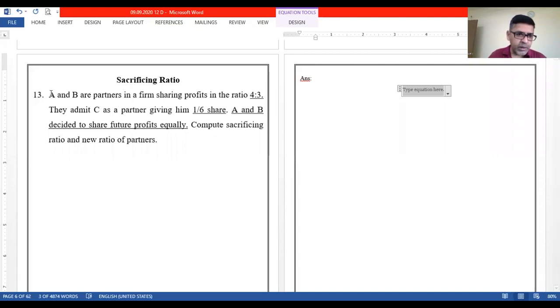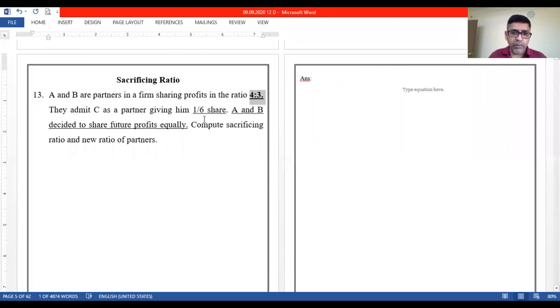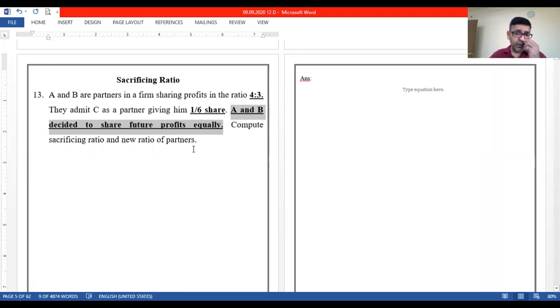Okay. A and B are partners in a firm sharing profits in the ratio of 4:3, right? So this is the old ratio given to us. They admit C as a partner, giving him 1/6 share. Okay, that is the share of the new partner. A and B decided to share future profits equally, right? Compute the sacrificing ratio and the new ratio.